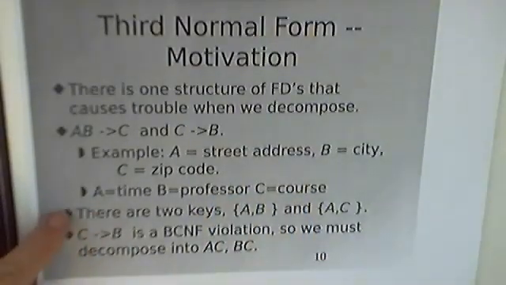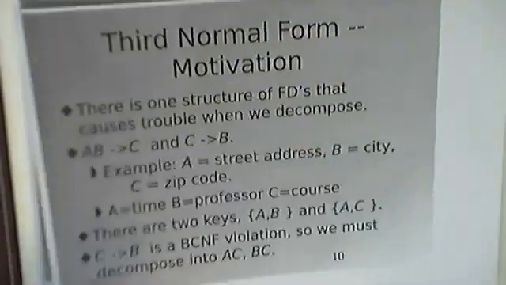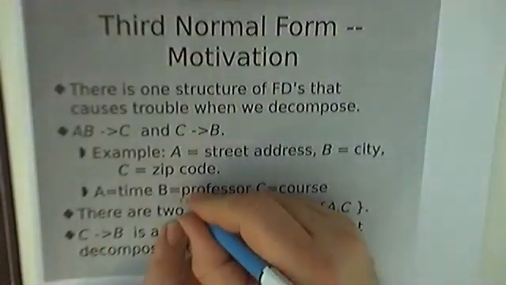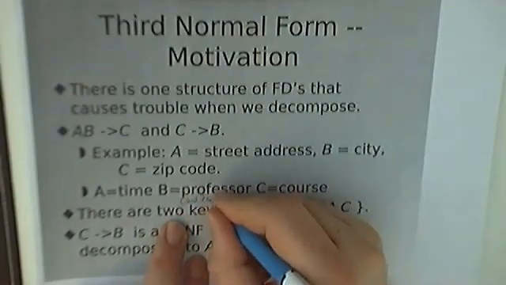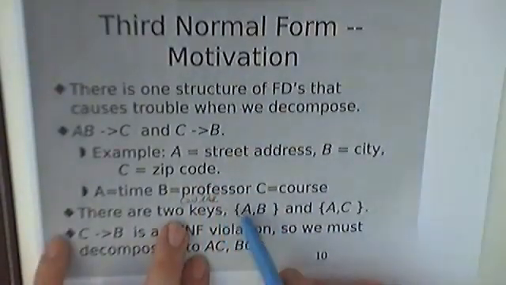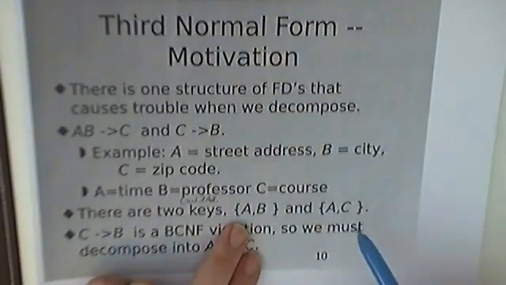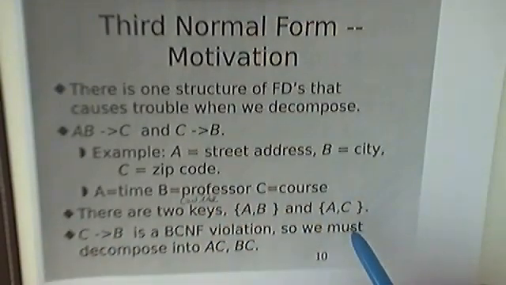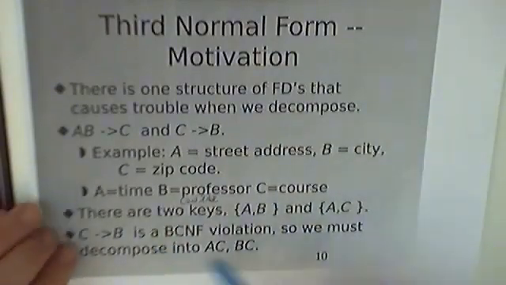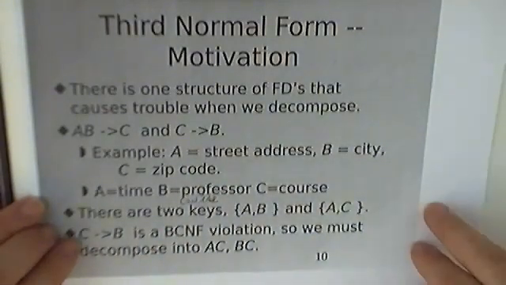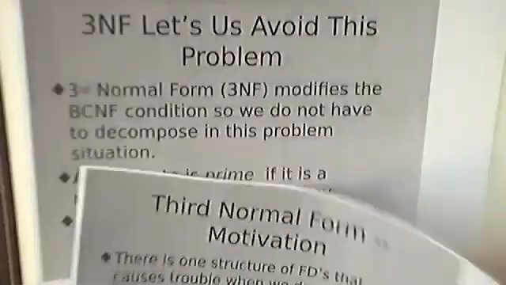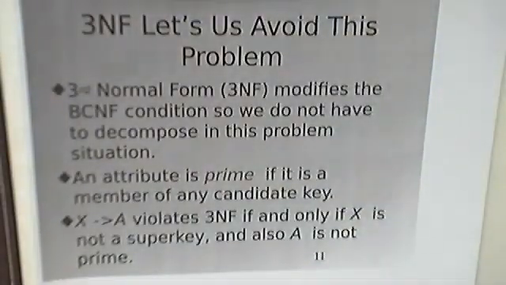So in this case, what are the two candidate keys? The two candidate keys would be AB and AC, right? This is of course in violation of BCNF, so we did a decomposition, but that's not so great. All right, so let's get to third normal form here. What is third normal form as a little bit less stringent version of BCNF?